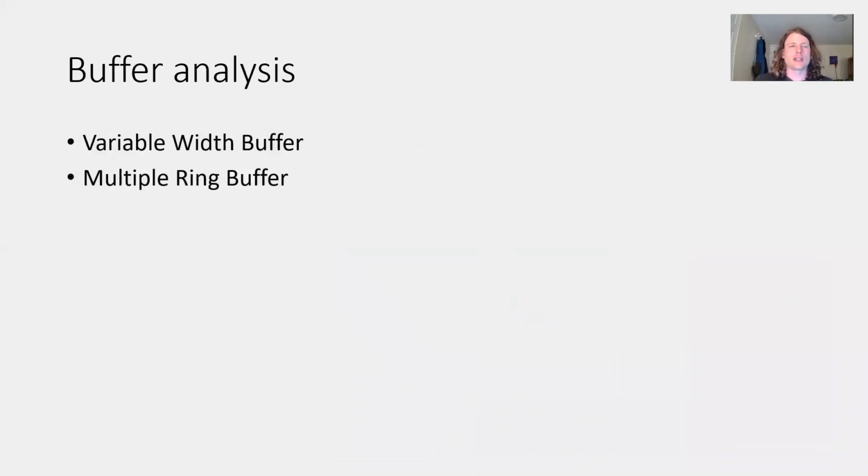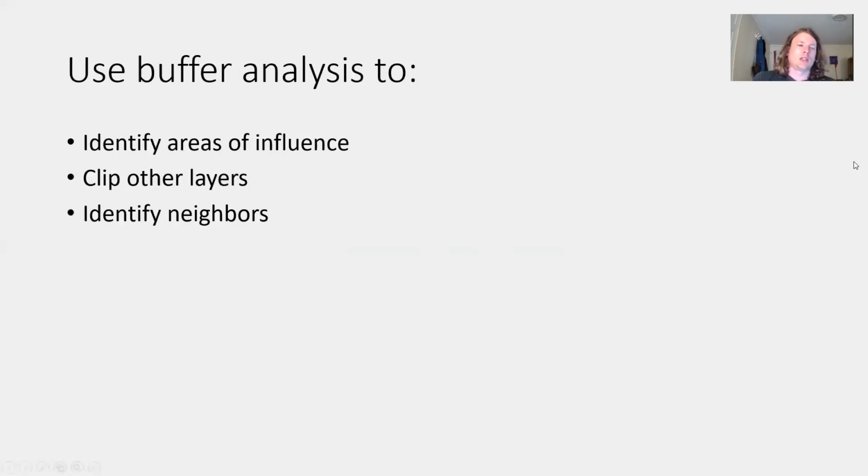You can also do variable width buffers and multiple ring buffers, where you can either vary the width of a buffer by a certain property, or you can have concentric rings of different radii going out from them. So buffers are great for identifying areas of influence, useful for clipping other layers, and identifying neighbors, among other things.